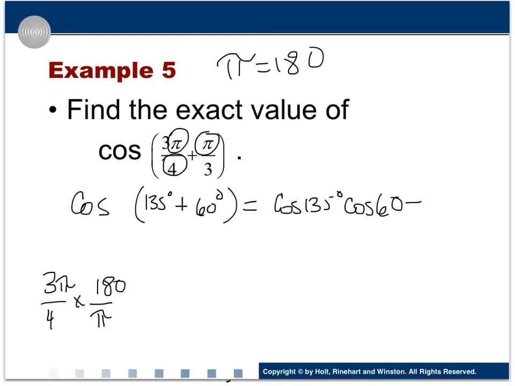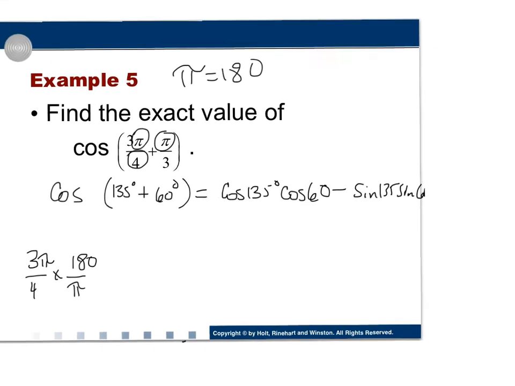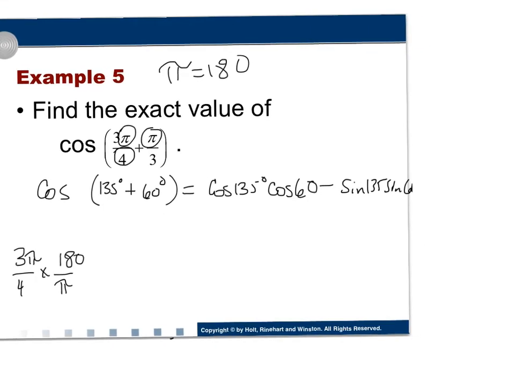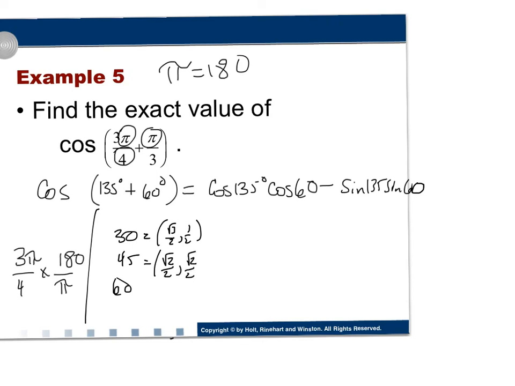And remember, it's cosine, so I'm going to subtract here, and I got sine of 135, sine of 60. Running out of room. So we'll put that 0 in there. And then, once again, I'm putting this chart down. Super, super easy to remember and extremely helpful.